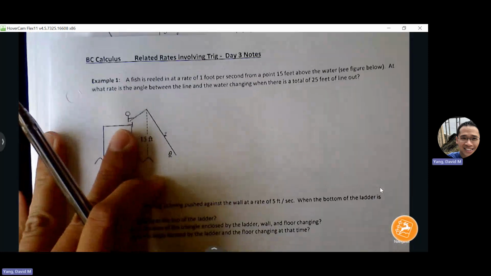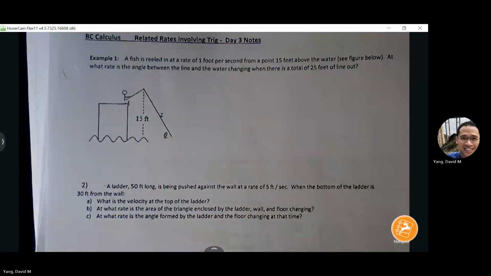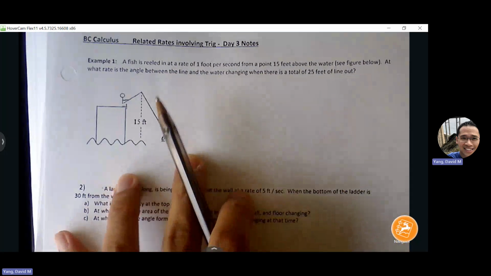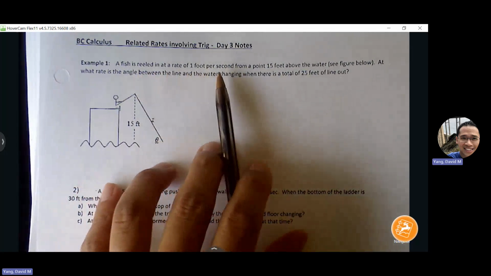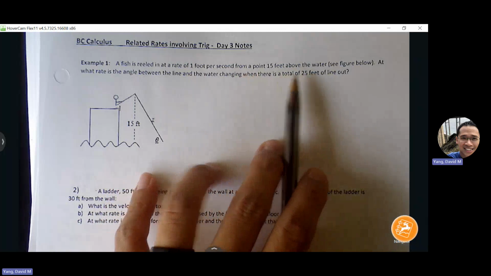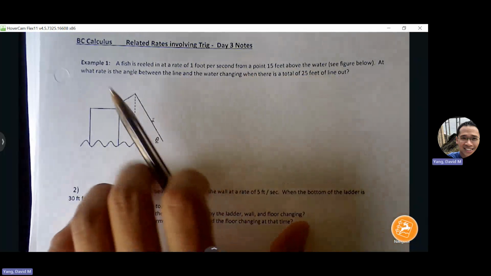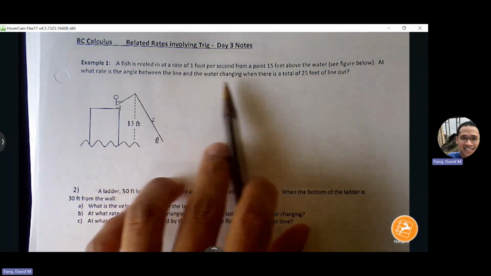All right, so with these related rates problems, we're still going to be starting off with some equation before we find the derivative, but these are all going to be starting with some trig equation, and from the trig equation, we'll build the derivative from there. So let's read this example here. A fish is being reeled in at a rate of 1 foot per second from a point 15 feet above water. At what rate is the angle between the line and the water changing?